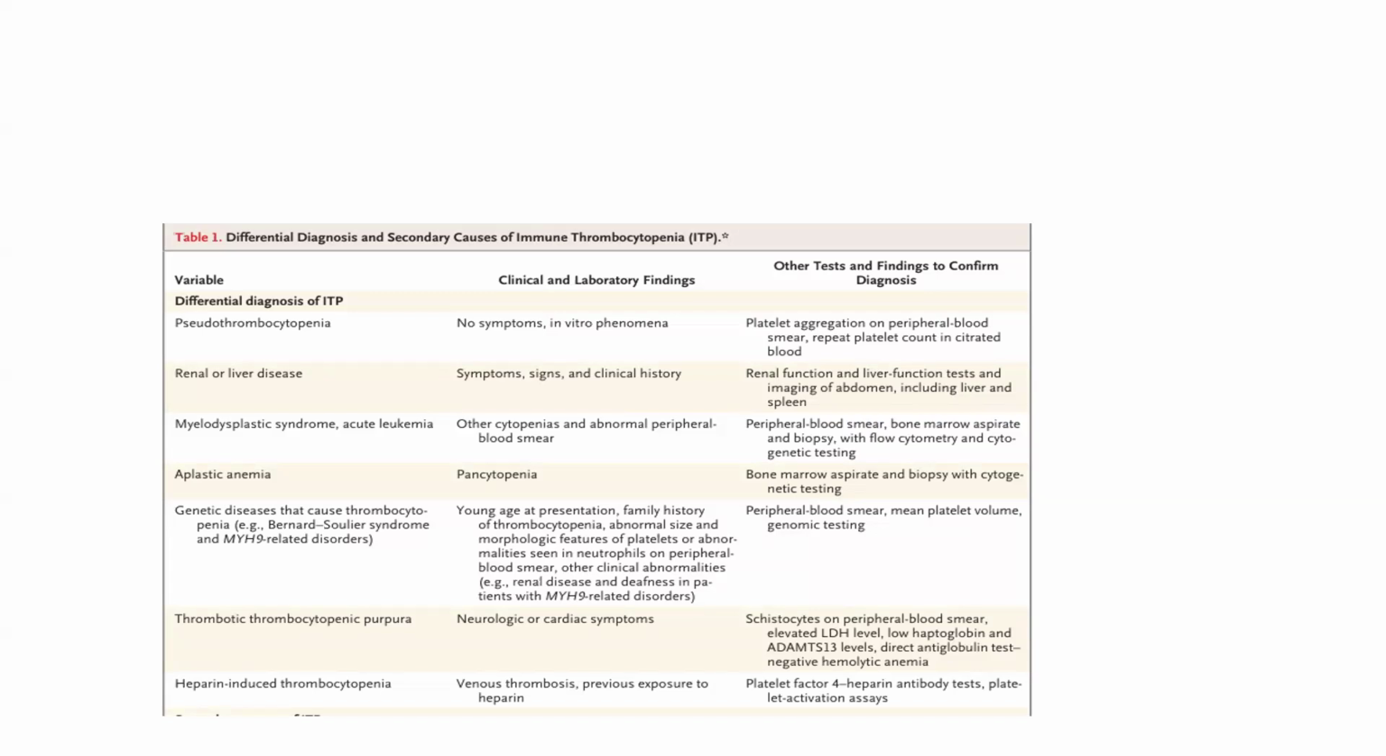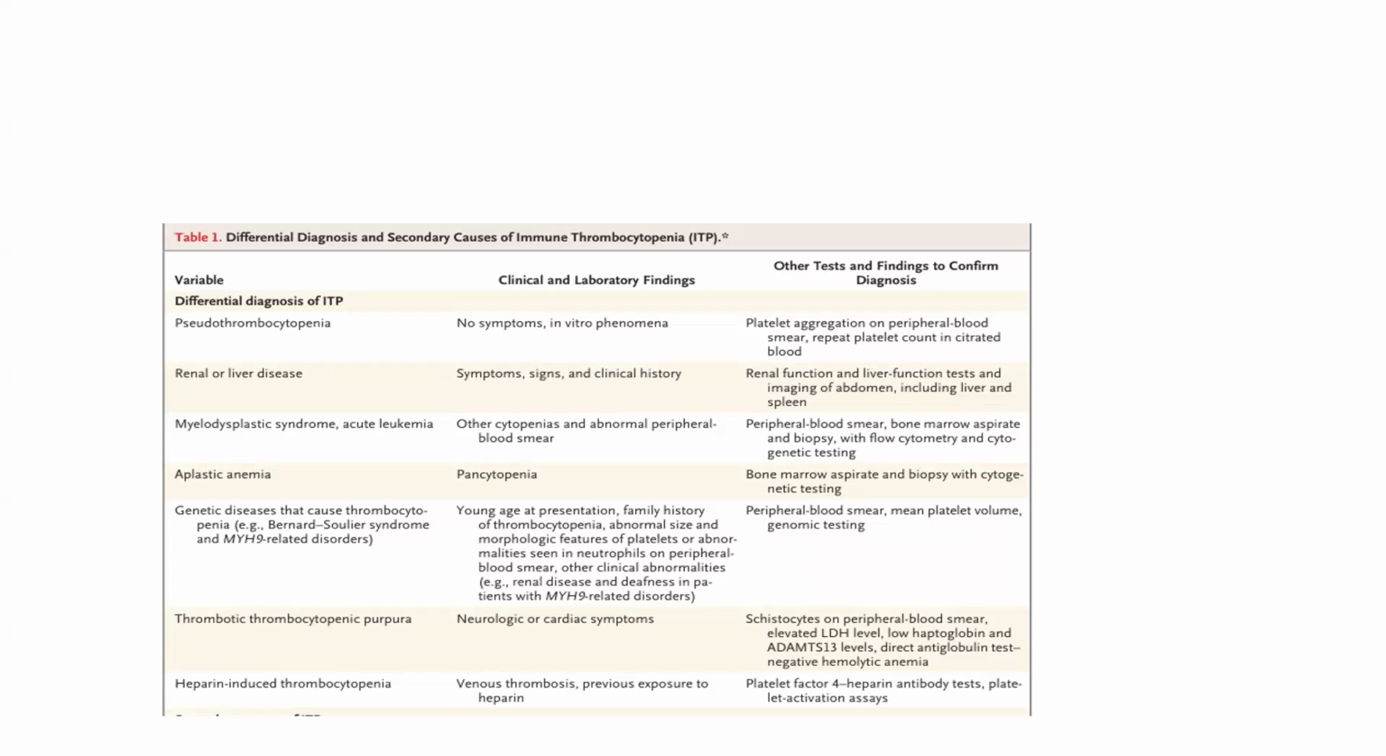Then myelodysplastic syndrome and acute leukemia: other cytopenias and an abnormal peripheral smear will be present. Tests include peripheral blood smear and bone marrow aspirate and biopsy with flow cytometry and cytogenetic testing. Then the other differential diagnosis is aplastic anemia, in which pancytopenia is present. Bone marrow aspirate and biopsy with cytogenetic testing will be helpful in the diagnosis.